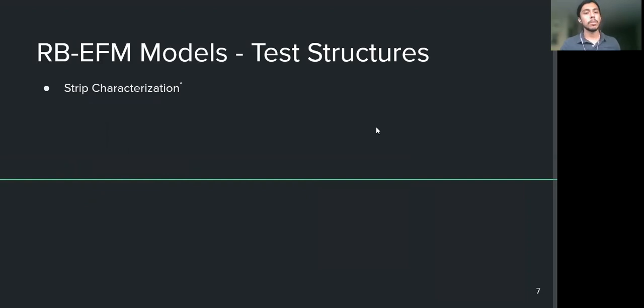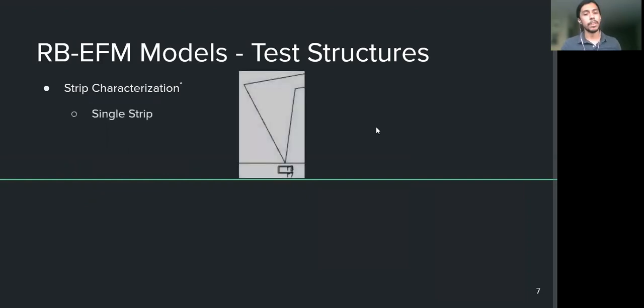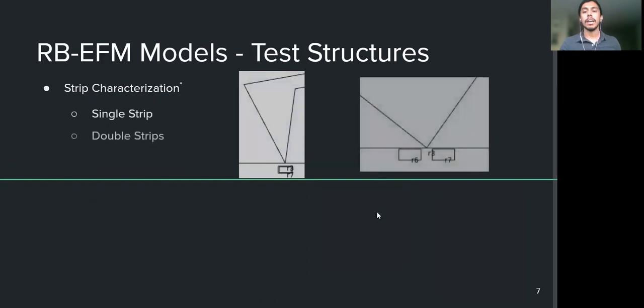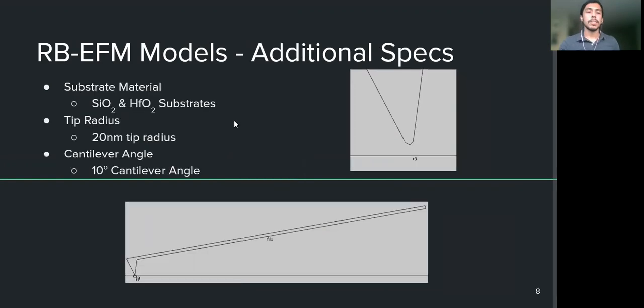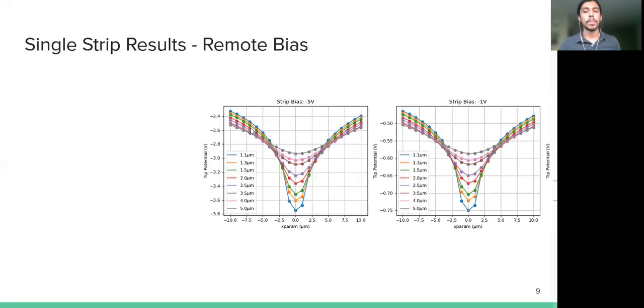Some of the test structures that we're interested in were a very simple single strip experiment, adjacent double strip experiment, as well as interdigitated multi-strips. For the sake of time, I'm only going to be showing you the results of this single strip experiment here. Some additional specs that I was able to investigate were changing the substrate in which the actual test structures were embedded from silicon dioxide to hafnium, as well as the tip radius itself and the cantilever angle at which we scanned over the test structure.